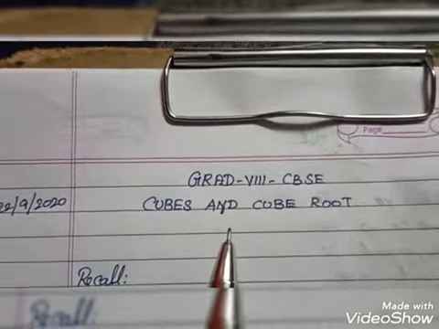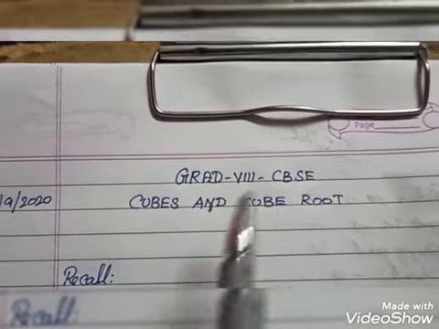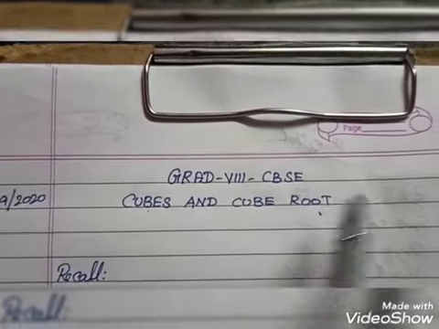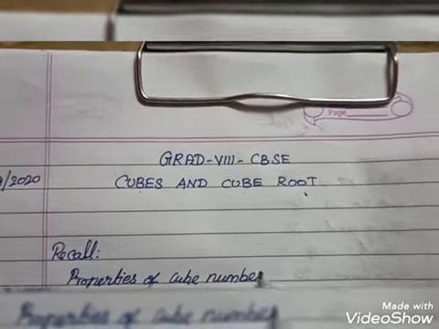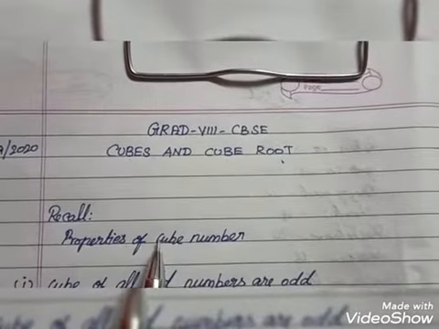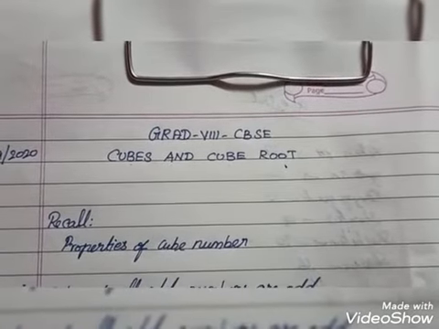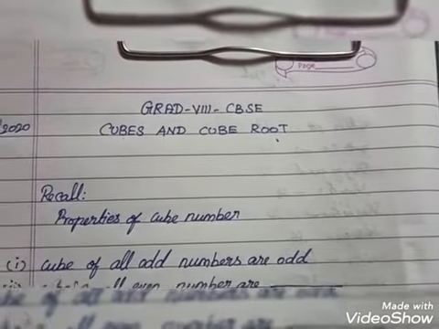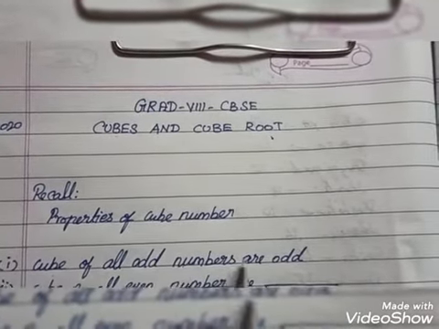Hi students, good morning to all. So now we continue the same chapter, cube and cube root. First we need to recall the properties of cube numbers. Yesterday I informed about the properties. What are the properties? The first one: cube of all odd numbers are odd.